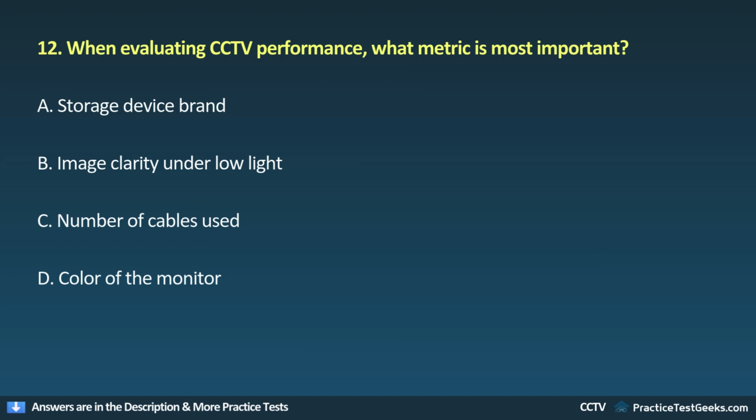12. When evaluating CCTV performance, what metric is most important? A. Storage device brand. B. Image clarity under low light. C. Number of cables used. D. Color of the monitor.